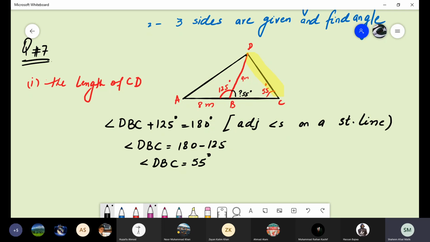If this is 55 degrees, this is 55 degrees. Can you see that it looks like an isosceles triangle? This is 55, this is also 55. So what is the condition of an isosceles triangle? If this is an isosceles triangle, these two angles are equal. So if this side is 9 meters, what should be this side?